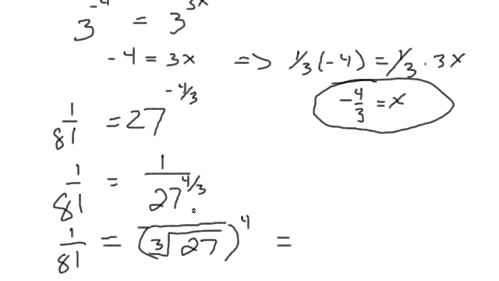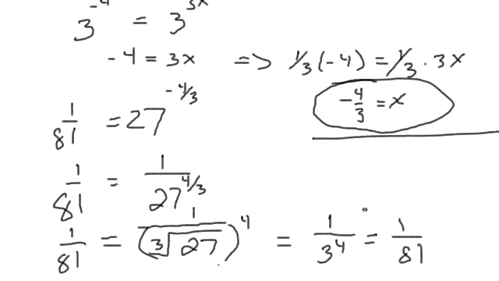Whoops, I about made a mistake here. There's a 1 up here in the numerator. Okay, this is in the denominator. So this becomes 1 over 3 to the fourth, and remember, 3 to the fourth is 81. So there you go. The right hand side is equal to the left hand side, and we solved for x.